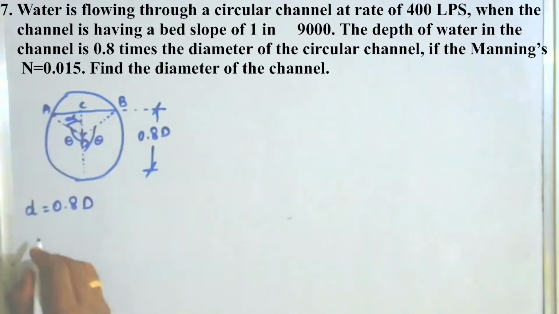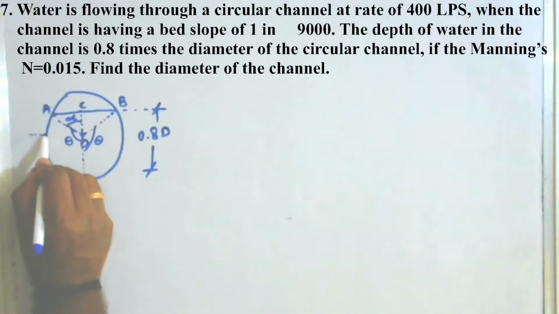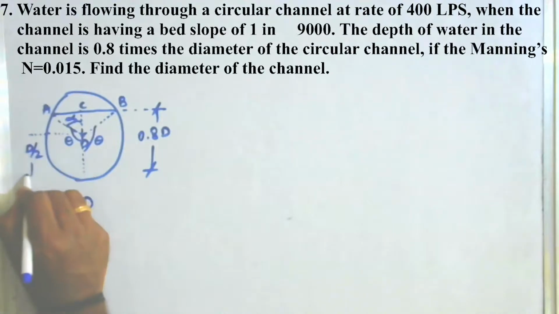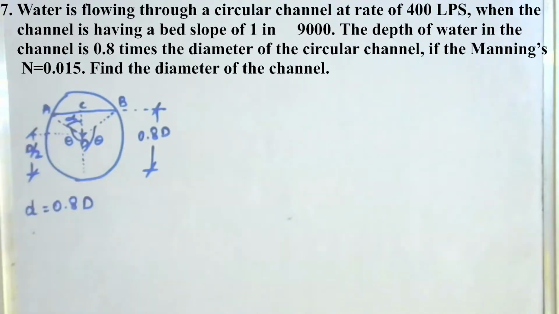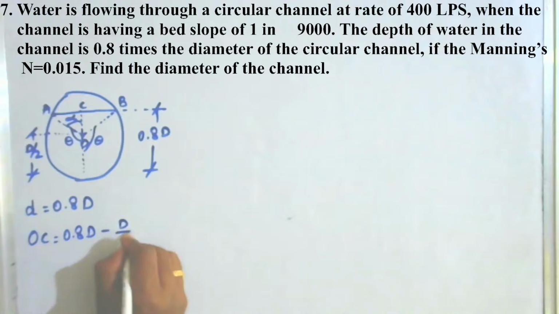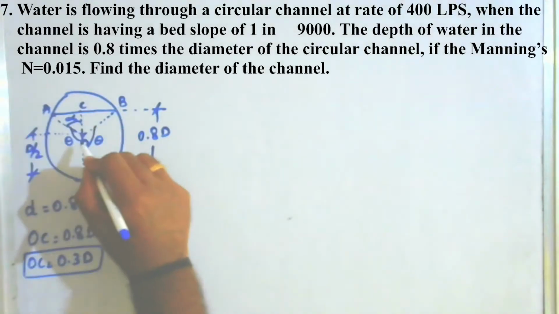So let me write the OC distance here. The center is nothing but the radius, that is D by 2. Then from the figure, OC is equal to 0.8 D minus D by 2. So OC is equal to 0.3 times D, in terms of the diameter. You have the OC value now. Then OA is nothing but the radius, that is D by 2 only.